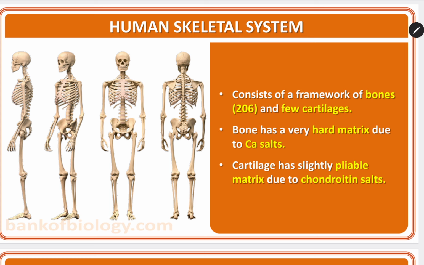Human skeletal system. It consists of a framework of bones, 206 bones, and a few cartilages. Bones have a very hard matrix due to calcium salt deposited in them. Cartilage has a slightly pliable matrix due to chondroitin salts.